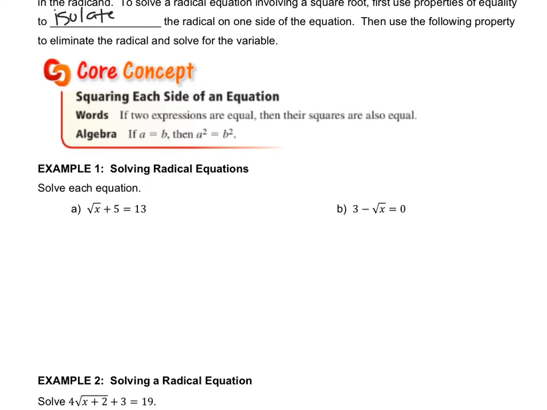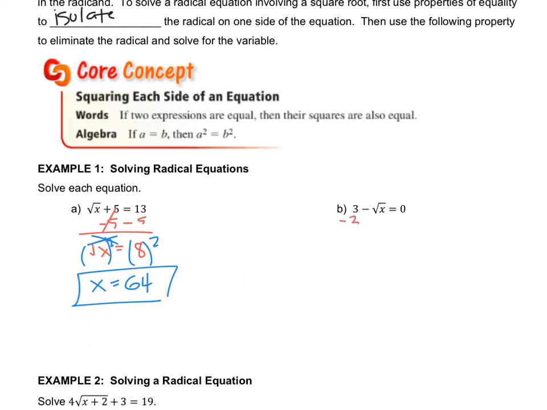In example 1, we want to get the value of x. Just like we would normally do, you would hopefully say, I think I can subtract 5. So you get radical x equals 8. Now, the core concept above says if I square both sides, my equation is still balanced. So those cancel out, and you just get x equals 64. Whoa, that's it? Yes, that's it.